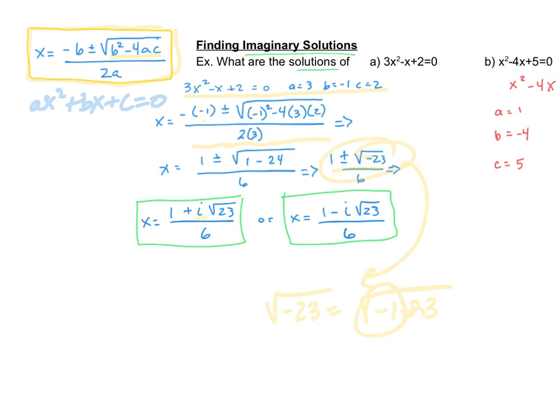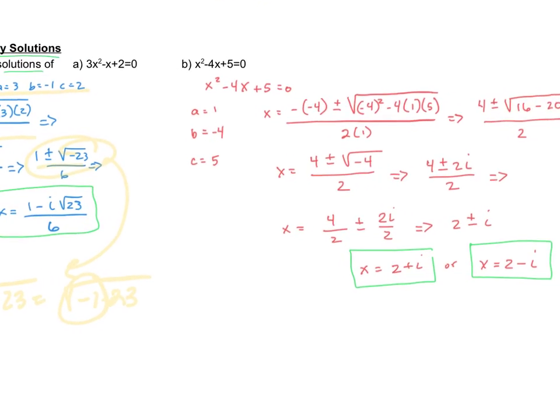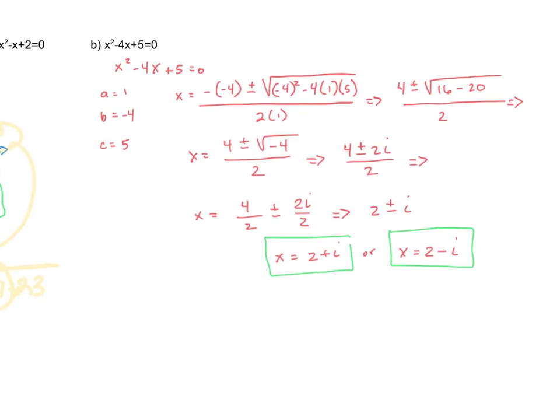So we have x equals 1 plus i times the square root of 23 over 6, or x is 1 minus i times the square root of 23 over 6. So those are your two answers, and that is complex numbers in a nutshell. And there is the problem for B. You can go ahead and look at it in the same sense of what we just did and check your answers, because there is what you should come up with.